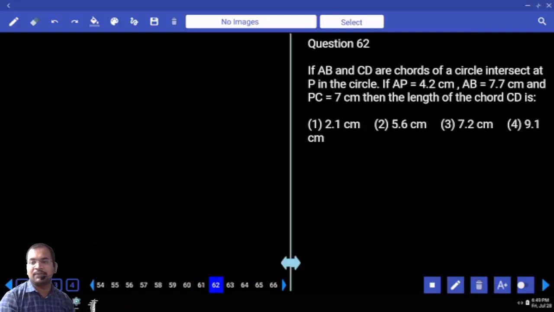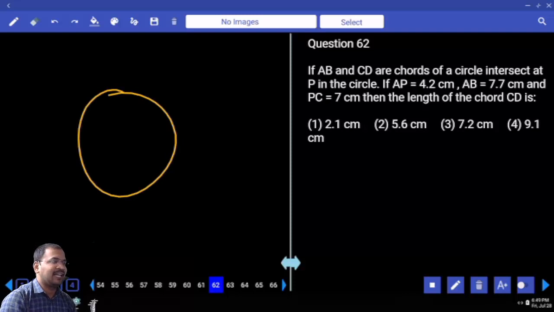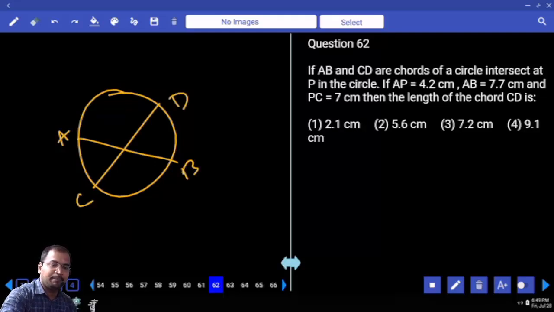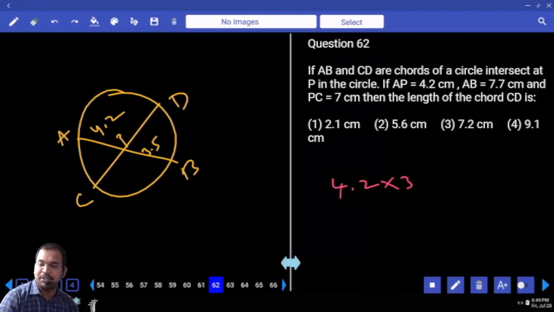A, B and C, D are the chords of a circle intersecting at P. So, ee question manam chala saal chesam. Avuna kada? So internally AB chord, CD chord. Okay. AB, CD, they intersected at P. We know very well PA into PB is equal to PC into PD. So PA is how much, Nana? 4.2. AB they given. This is 4.2. AB is 7.7. The remaining is 3.5. And 4.2 into 3.5, that is equal to PC. PC is 7.